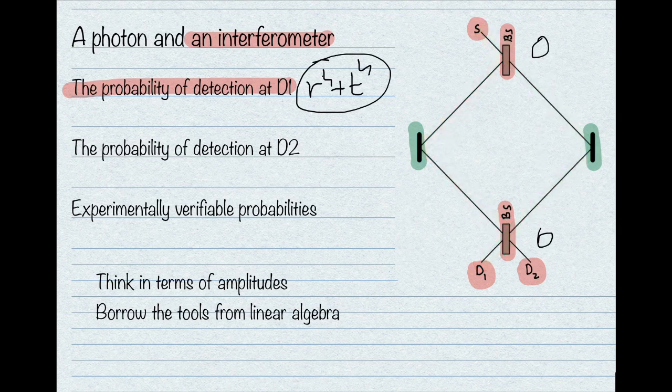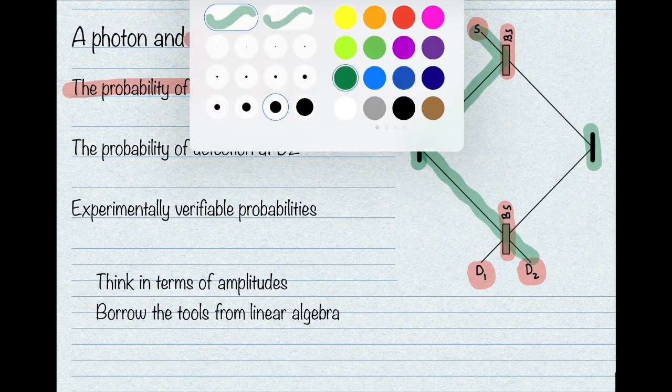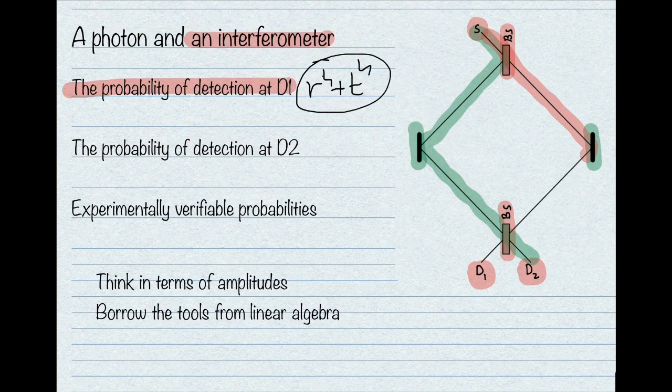Similarly, we can work out the probability of the detection of the photon at the detector D2. To reach D2, the photon will have to be either reflected here and transmitted here, or transmitted here and reflected at the second beam splitter. Both these events make R square T square contribution to the probability of detection of the photon at D2, which according to our reasoning should be 2R square T square.